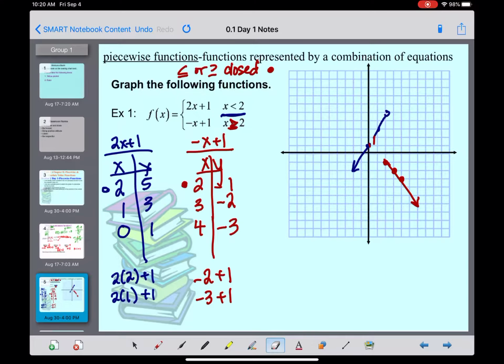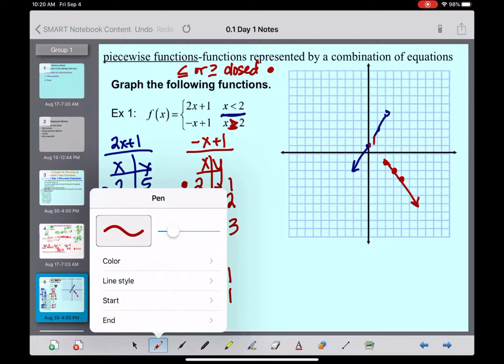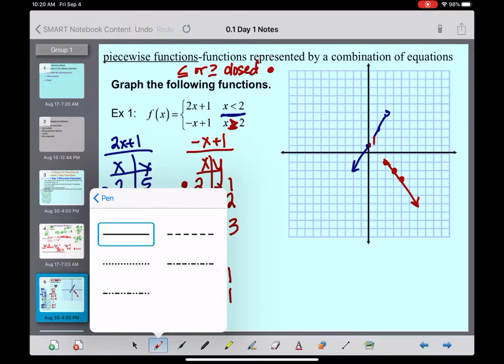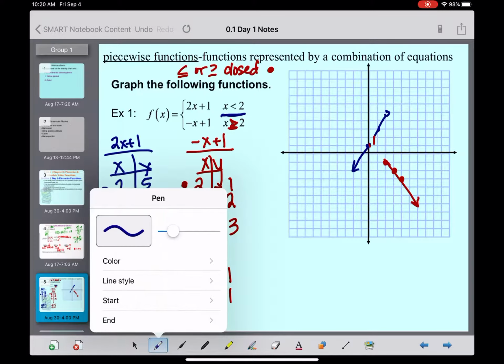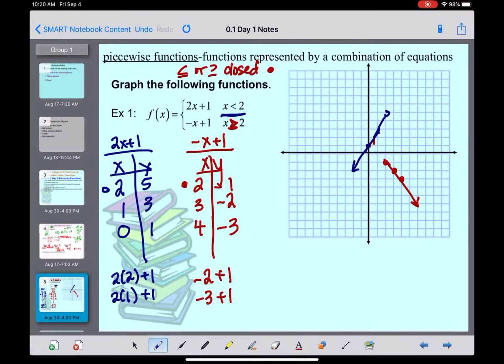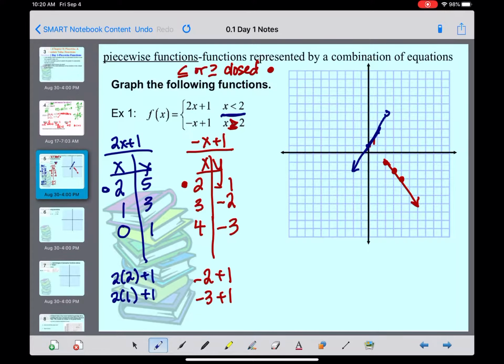So the x values over here, less than 2, are on that line. Greater than or equal to 2 are on the red line, the one on the right. And then this would be our graph of that function. Okay, let's try another one.